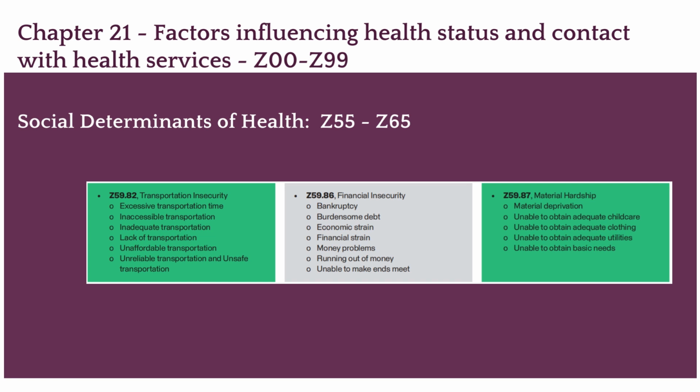Similarly, code Z59.86 will identify financial insecurities such as bankruptcy, burdensome debt, or economic strain, financial strain, money problems, running out of money, unable to make ends meet. This is for Z59.86. The third code Z59.87 will identify material hardships such as material deprivation, unable to obtain adequate childcare, unable to obtain adequate clothing, unable to obtain adequate utilities, and unable to obtain basic needs. These are three codes which were updated as part of social determinants of health Z55 to Z65 categories.